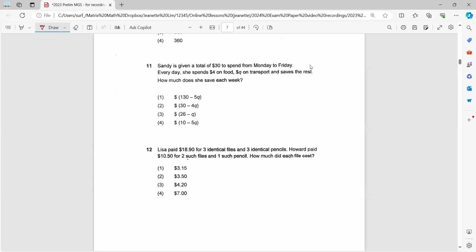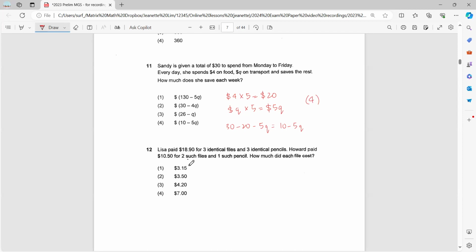So she spends for food 4 times 5 days, $20. For transport, Q dollars times 5, 5Q. So how much will she save each week? We will take $30 minus 20 and minus 5Q. So 30 minus 20 minus 5Q, which is 10 minus 5Q. So number 4.